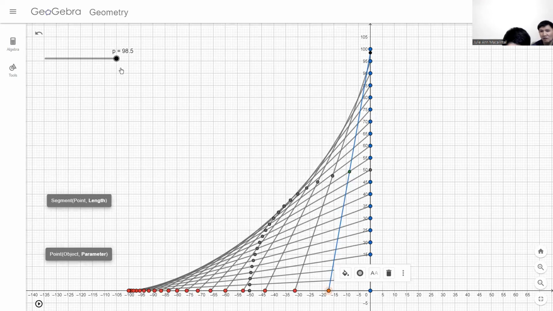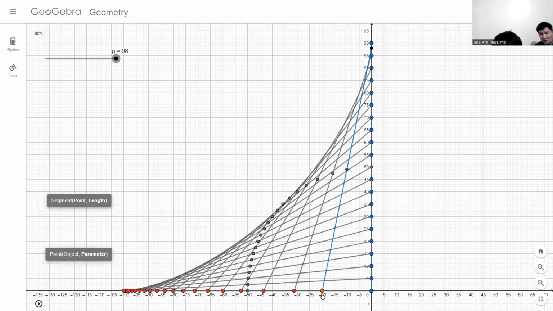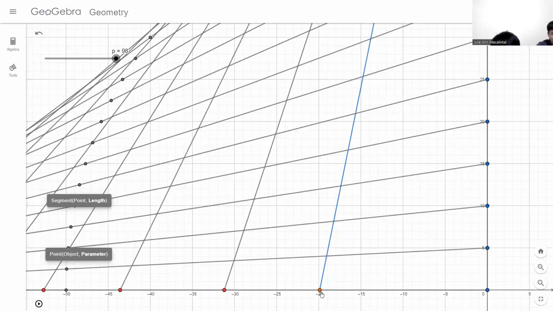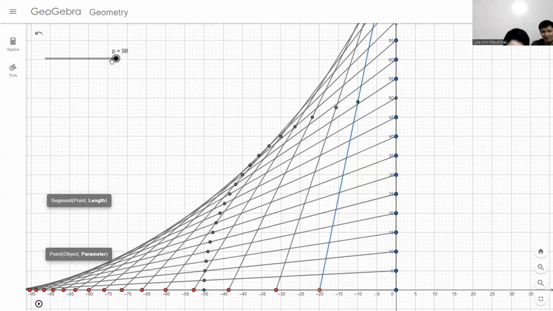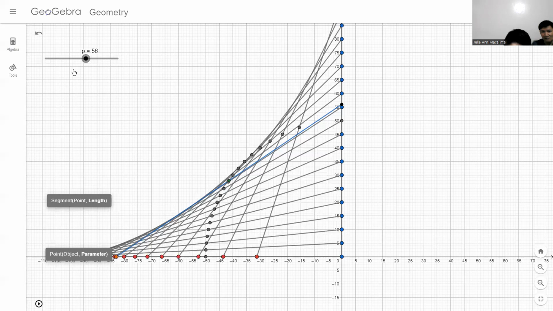So the blue are the top. Let them all be red to simplify. So the blue are the top endpoints and the red are the bottom endpoints and the gray are the midpoints of the ladder. The blue segment here is the ladder itself.